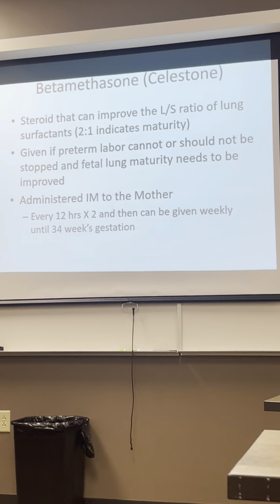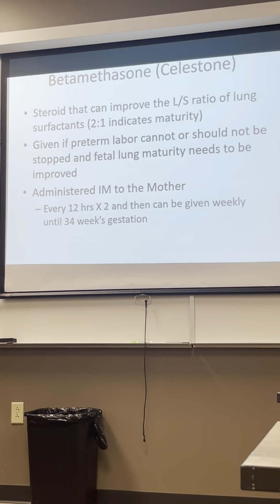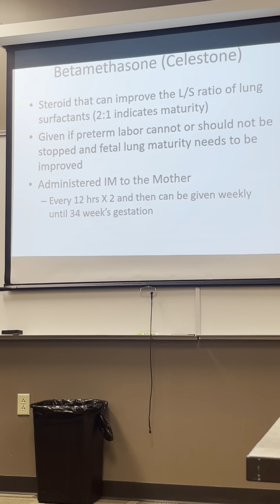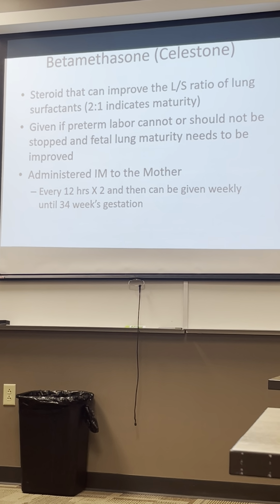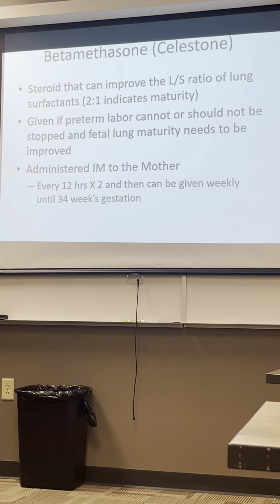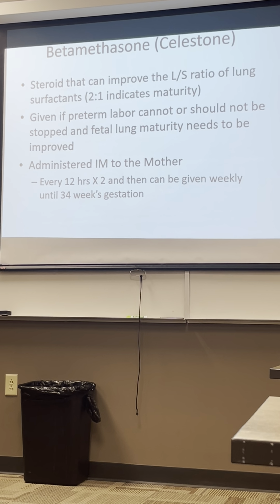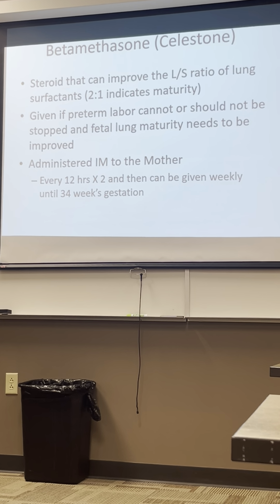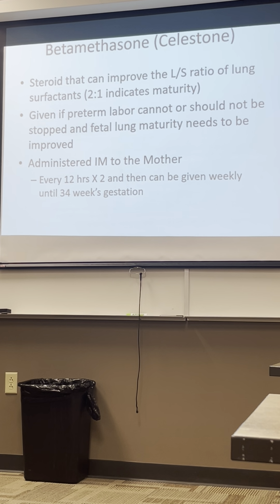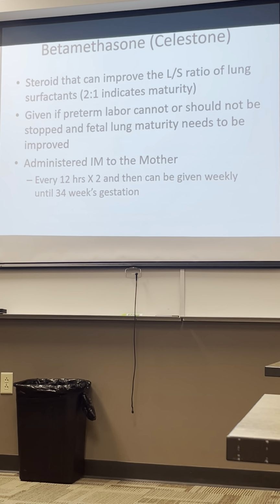And then betamethasone, a steroid that we can give to the mom to improve the L/S ratio, so the lung surfactants. If preterm labor cannot be stopped, then we should start these. It's administered IM to the mom every 12 hours times 2, and then can be given weekly until 34 weeks gestation.